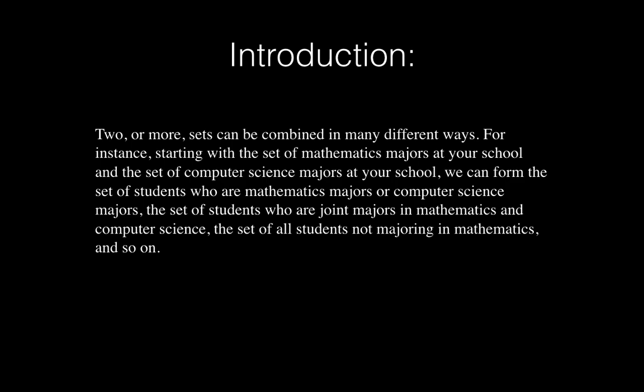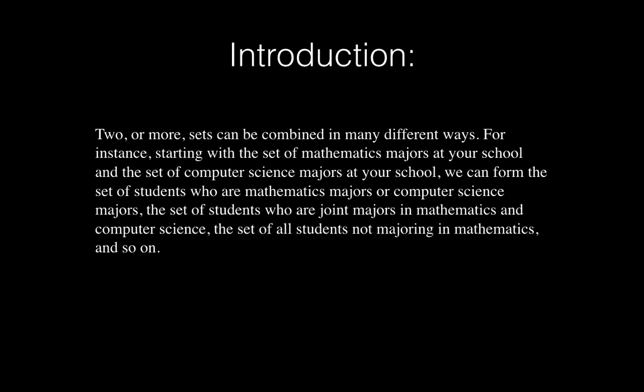We can form the set of students who are mathematics majors or computer majors. The set of students who are joint majors in mathematics and computer science, the set of students not majoring in mathematics, and so on. So these are the examples. There's one set where the students are of the mathematics major, and there is another set where the students are computer science major.